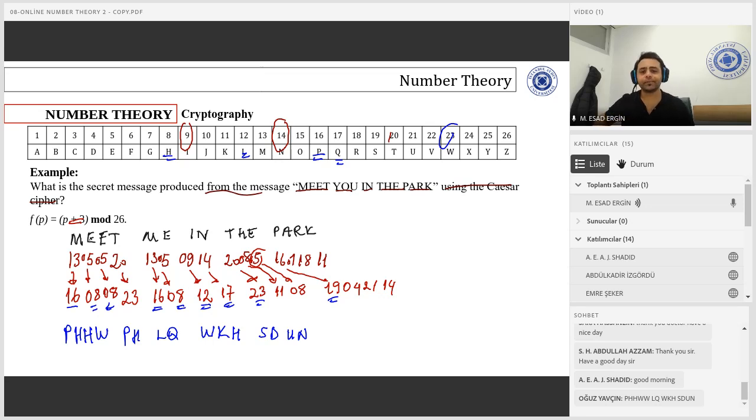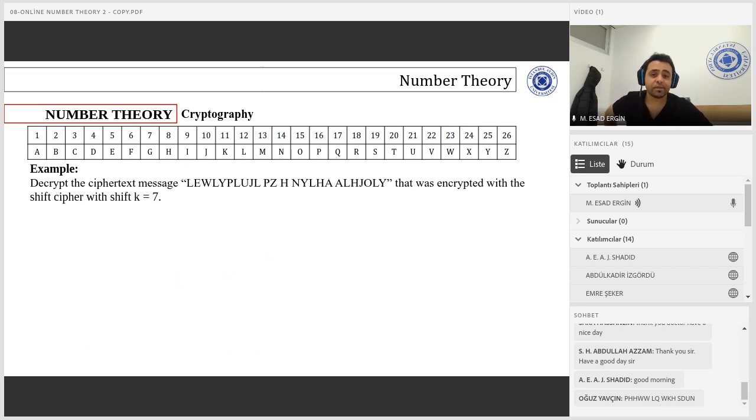So now it is the secret message that Julius Caesar sent to his troops or his soldiers, but the soldiers know how to decrypt this message. Now we are going to see what the decryption actually is.